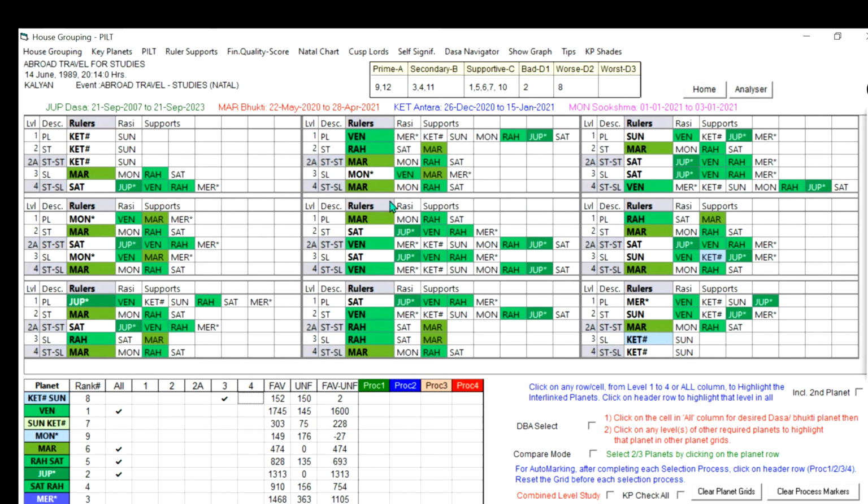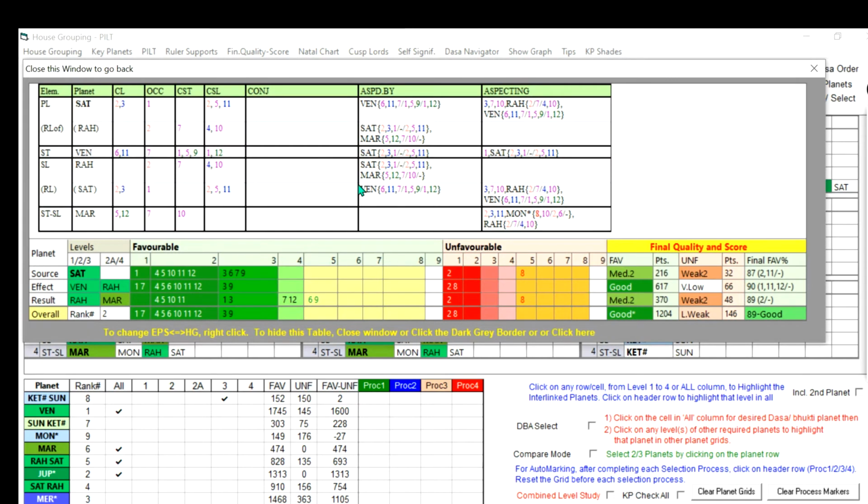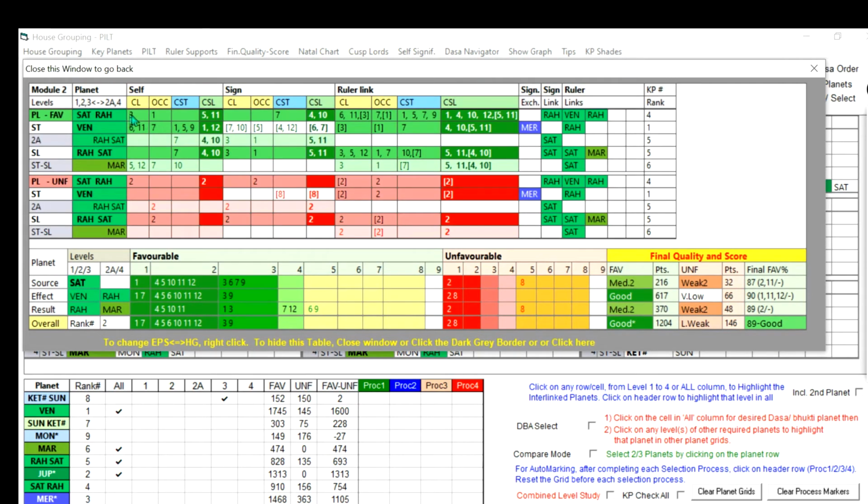Then only these 2 planets after Jupiter are having strong significators in their rulers. So it indicates that these planets are supportive for the event of traveling abroad. To know more, we can double click, as I said, check Saturn and go to the house grouping table. You can check how Saturn is more favorable.